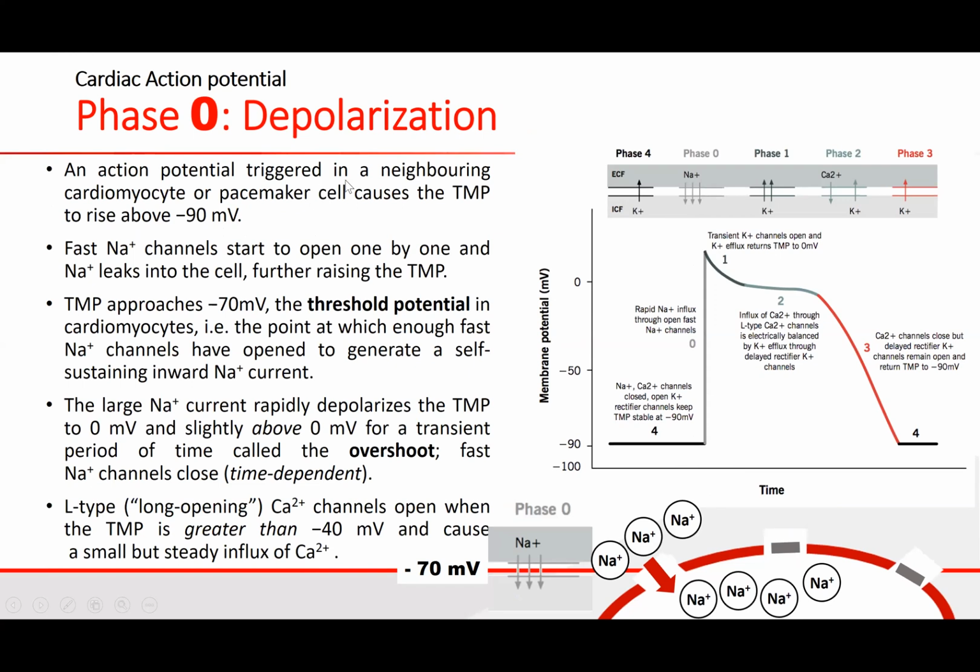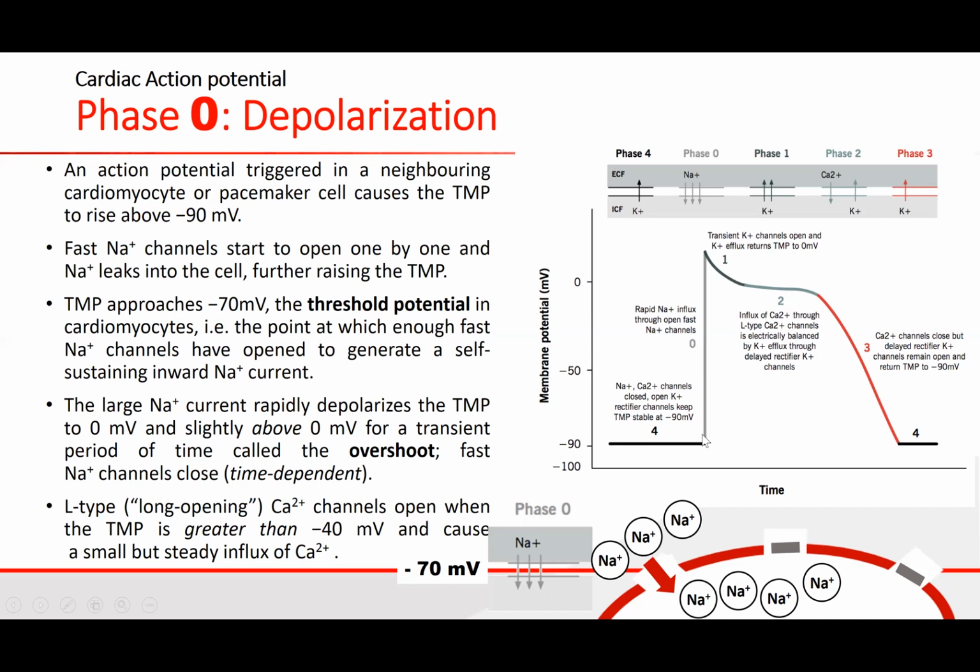So once neighboring cells are triggering an action potential, fast sodium channels start to open one by one, and sodium leaks into the cell, further raising the transmembrane potential. Once reaching -70, so we have an influx of sodium, it raised from -90 to -70 millivolt. The threshold potential has been reached, which is the -70, and hence this is the point at which enough fast sodium channels have been opened to generate a self-sustained inward sodium current.